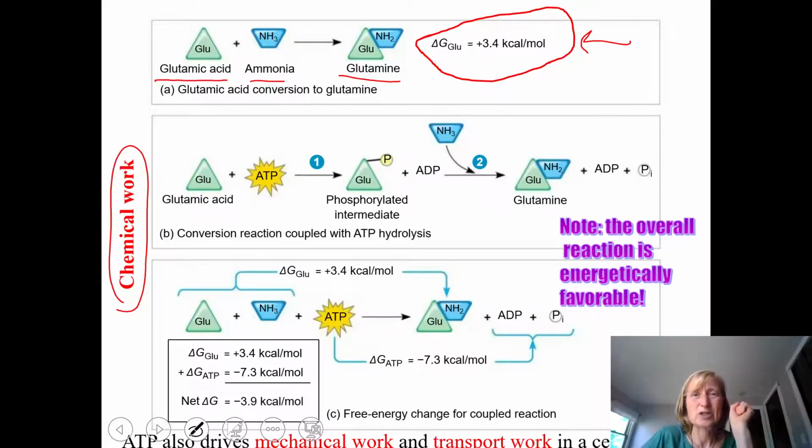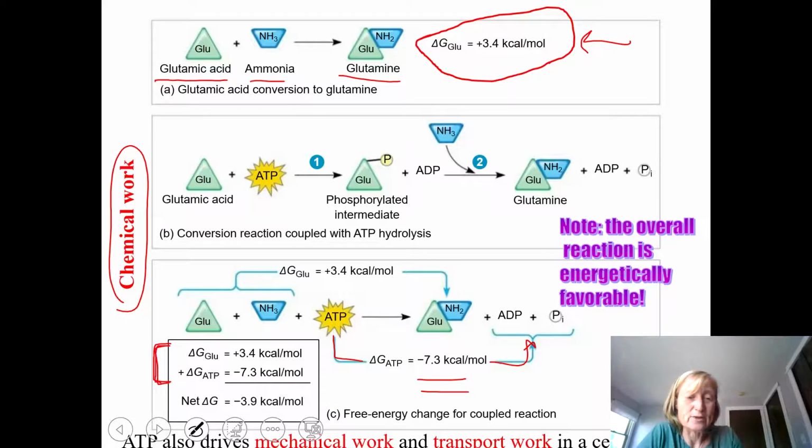Couple this reaction with the hydrolysis of ATP. Now we know that the hydrolysis of ATP, the breaking down of ATP, is exergonic. It's energy releasing. Delta G is negative. That's energetically favorable. If we can couple the making of glutamine with the hydrolysis of ATP, and we do the math here, we realize that together the overall reaction is energetically favorable because delta G is negative. And that's how we do this.